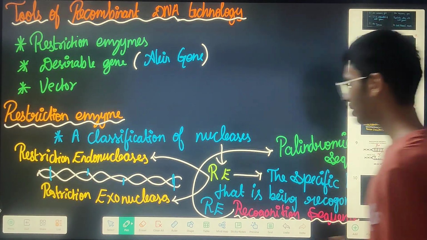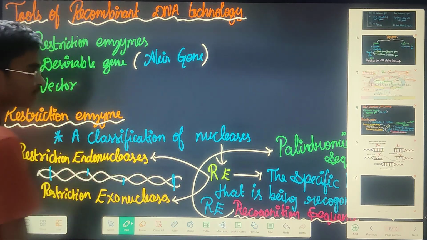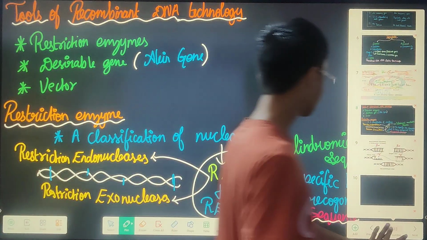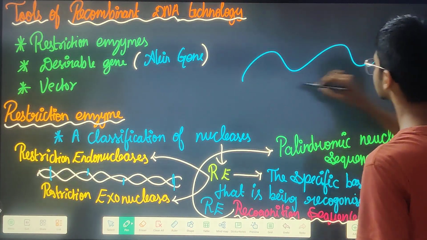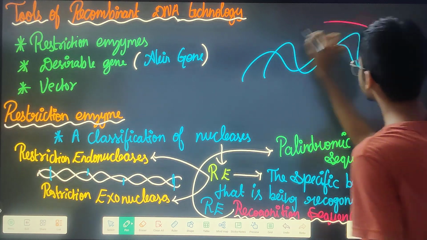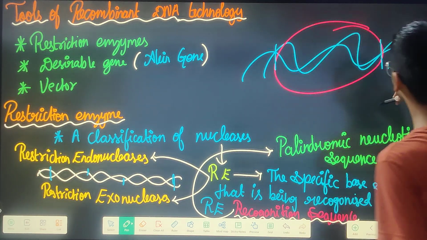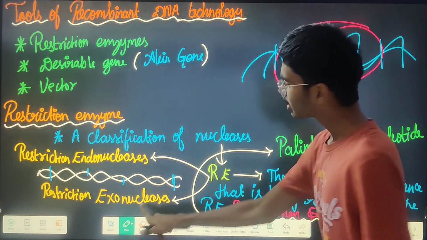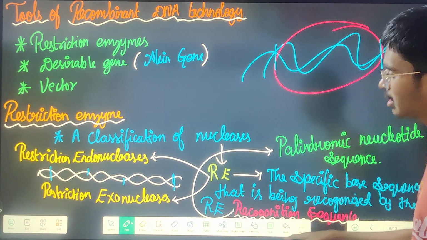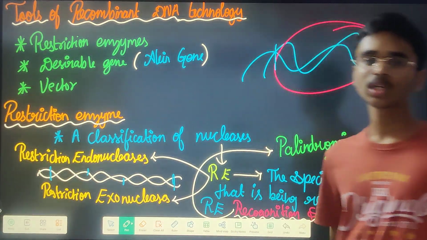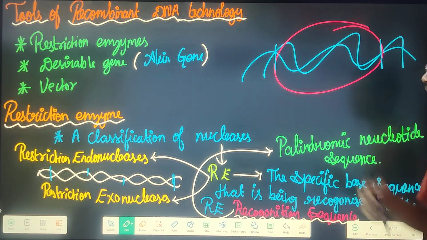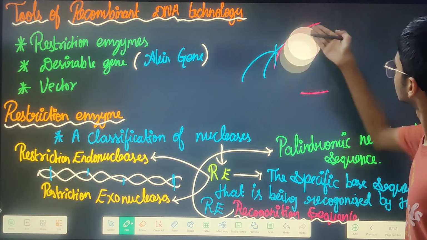But we can say that exonucleases mostly, when you are taking this as the fragment, here you are having a cut, here you are having a cut. In that time you can say that in some cases restriction exonucleases produce blunt ends. That actually also produces blunt ends.